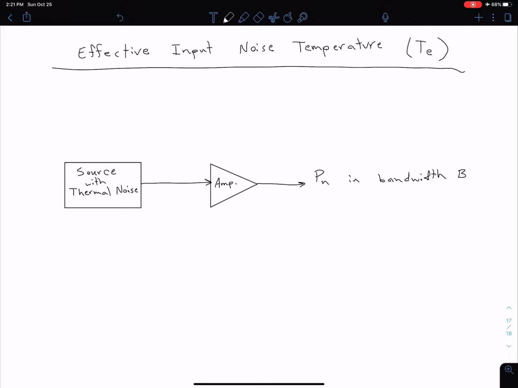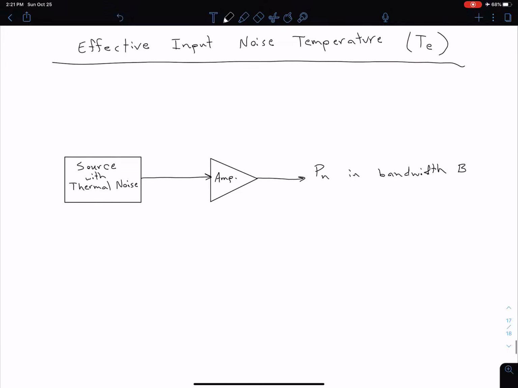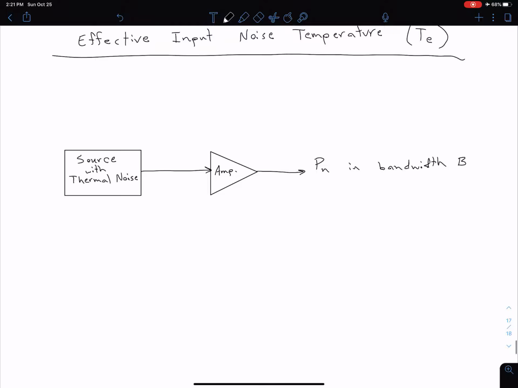In order to appropriately design our receiver amplifiers, we need to understand something called an effective input noise temperature, or T sub E. To explain this, we're going to consider this simple system where we have a source with thermal noise, which has the signal being sent into some amplifier, and then at the output of the amplifier, we have some noise power P sub n in a bandwidth B.